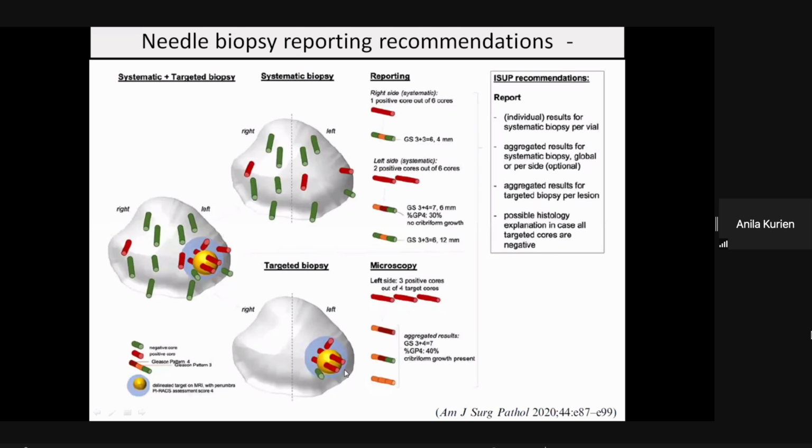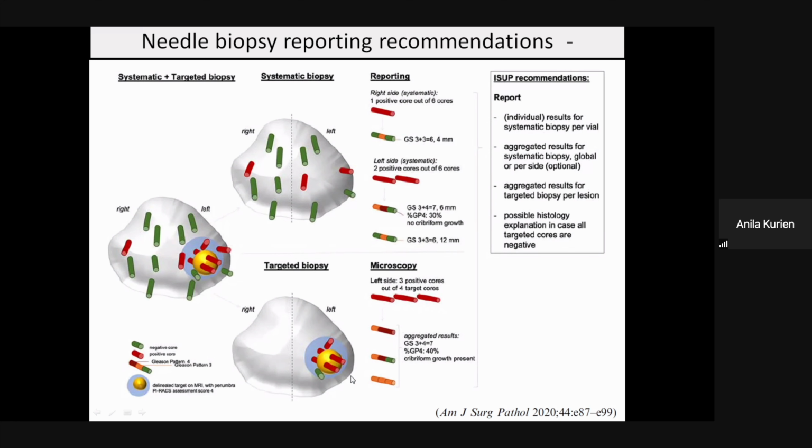And in this target, you give just the aggregate score. You do not give individual scoring to each core. Instead, you study all the positive cores and give an aggregate result. In this particular case, it was 3 plus 4. The moment you have a pattern 4, you have to mention what percentage of pattern 4 it is, and also whether cribriform pattern of growth is present or not.